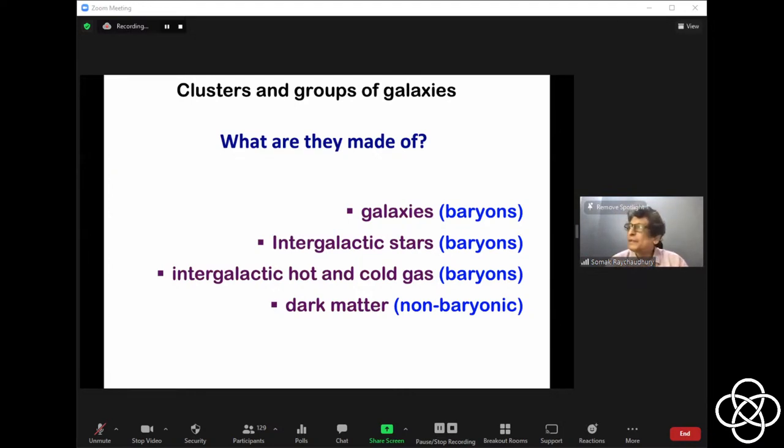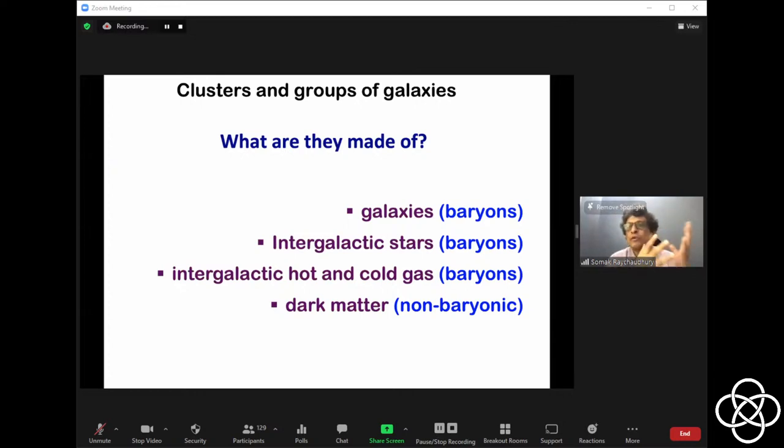And then these clusters, in addition to galaxies, have in between the galaxies hot gas and cold gas. By gas, I mean plasma.